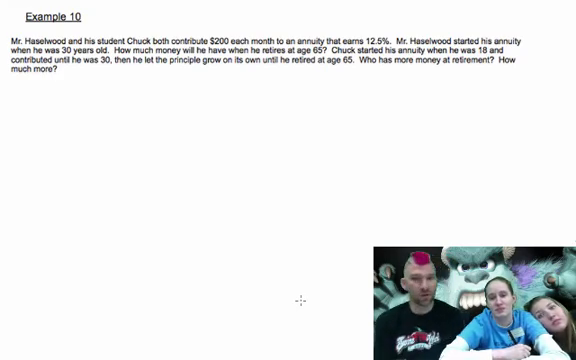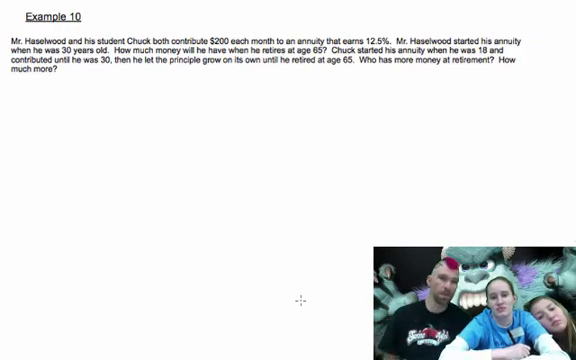Amazing. So Mr. Hazelwood started his annuity when he was 30, because of college and getting married. So I started when I was 30, $200 a month every month. How much money will I have when I retire at the age of 65?